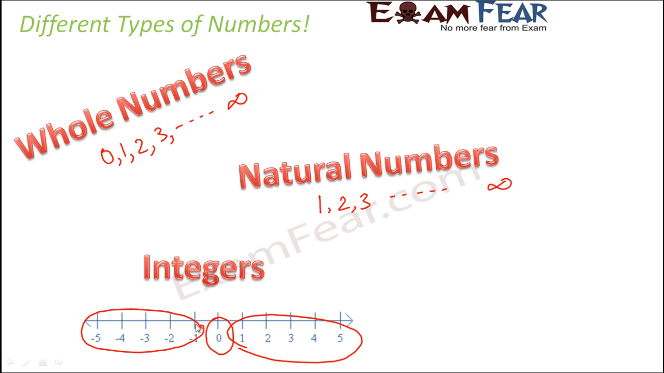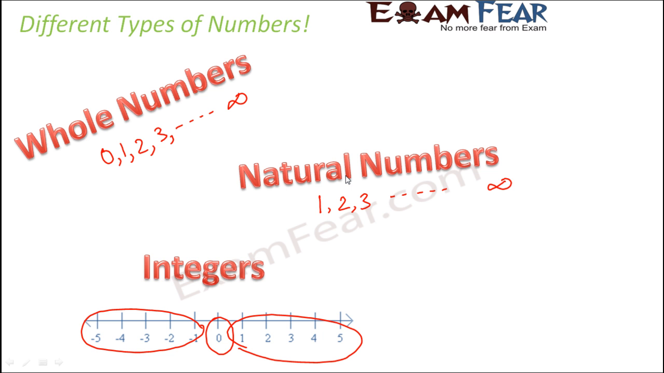Basically, when you look at these three types of numbers, you see that all natural numbers are whole numbers. All natural numbers are also integers, but the vice versa is not true, because all integers are not natural numbers. You have these negative numbers which are integers, but they are not natural numbers. So these are all different types of numbers.